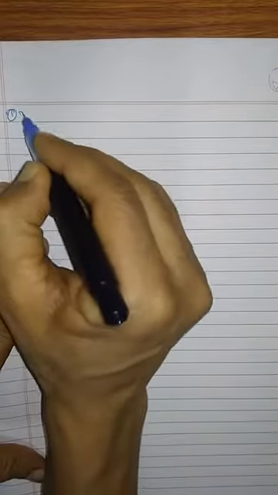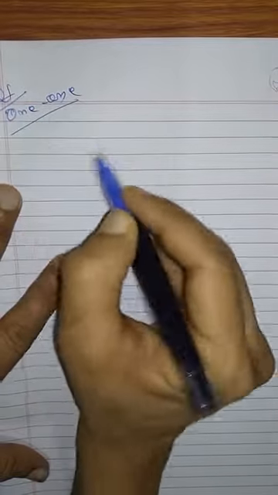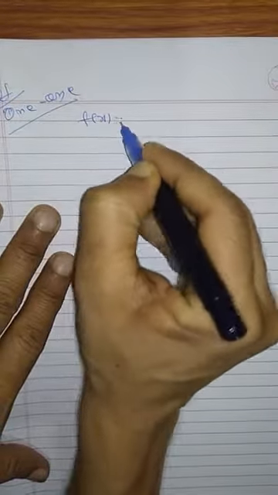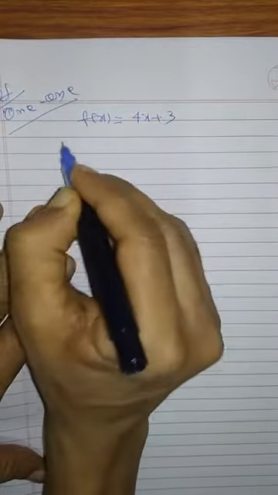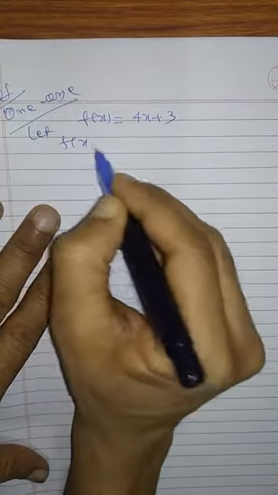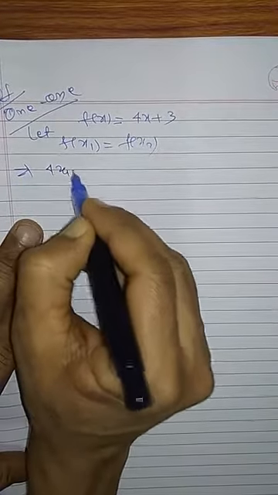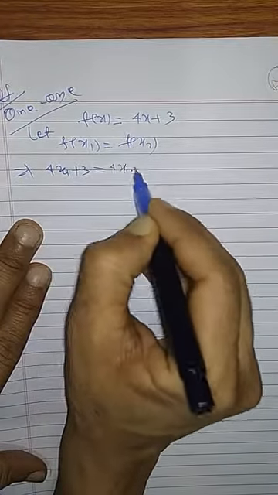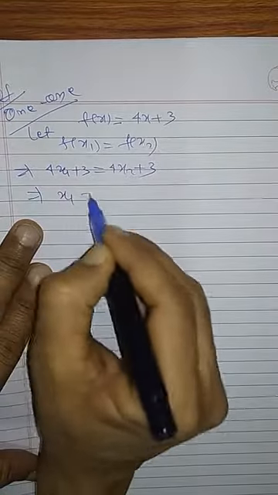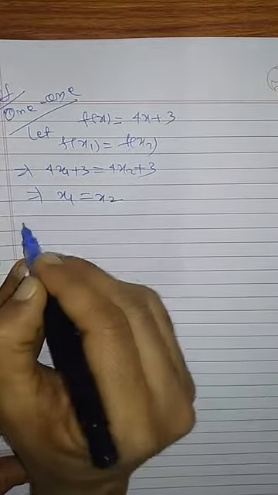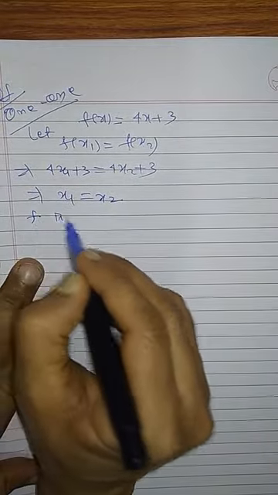Now the alternate procedure for the same question. Given f of x is equal to 4x plus 3. So let f of x1 be equal to f of x2. Then 4x1 plus 3 is equal to 4x2 plus 3. You can solve it and you will get x1 is equal to x2. So f is one-one.